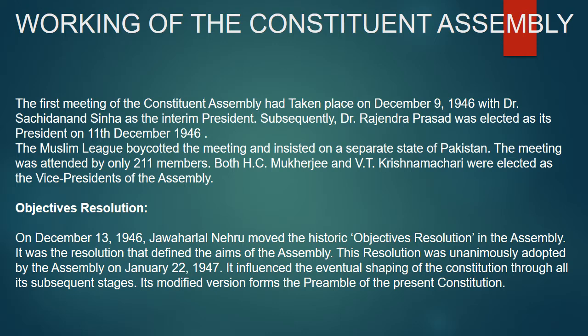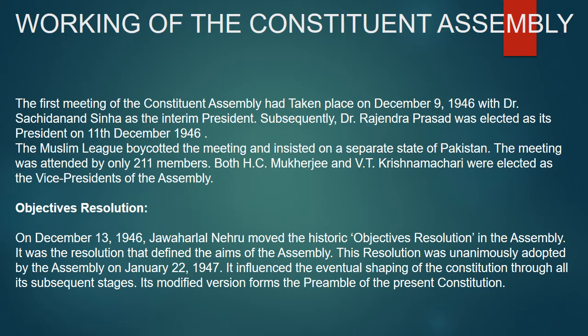The Muslim League boycotted this meeting because they were strict on the demand of Pakistan and a separate Constituent Assembly. As a result, the meeting was attended by only 211 members, that is, not the rest of the members. Both H.C. Mukherjee and V.T. Krishnamachari were elected as the Vice President of the Assembly. So there were two Vice Presidents of the Constituent Assembly.